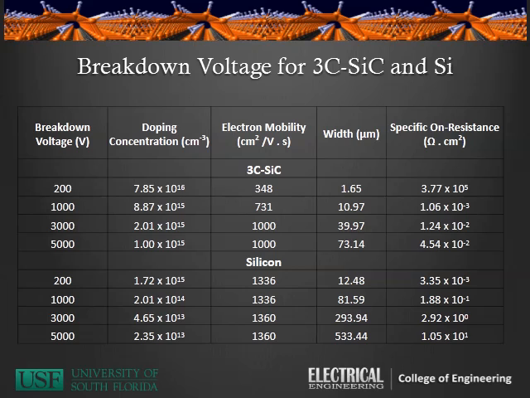This table illustrates the doping concentration, electron mobility, depletion area width, and specific on resistance as a function of breakdown voltage. As you can see, in 3C-SiC the depletion area width is considerably smaller than that of silicon.